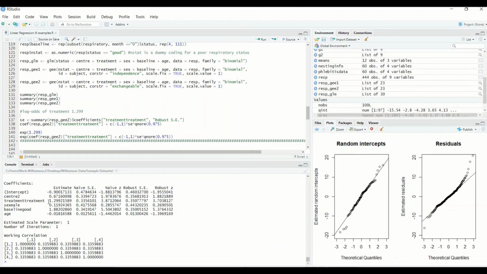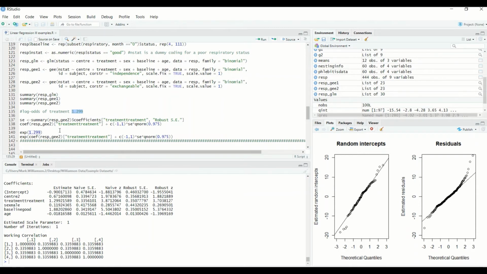What's going on here with the treatment? Since this is a logistic regression, this estimate here is actually the log odds of treatment. So whether or not you had treatment, the log odds of having this respiratory status is 1.299. Now log odds aren't particularly helpful.